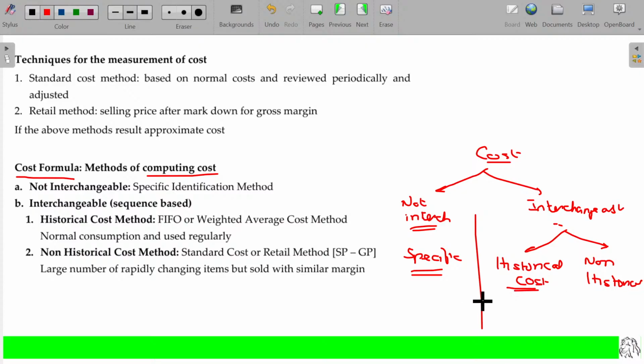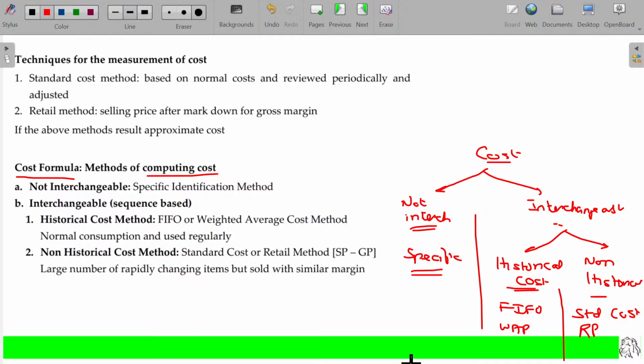In historical cost, we either follow the FIFO method or the weighted average pricing method. In the non-historical cost method, we either follow standard cost or the retail price method. Retail price method also we discussed. We calculate the closing stock at selling price, from that GP is subtracted, which is called the retail price method. So we have these other methods. Let me first finish up what is interchangeable and what is non-interchangeable.